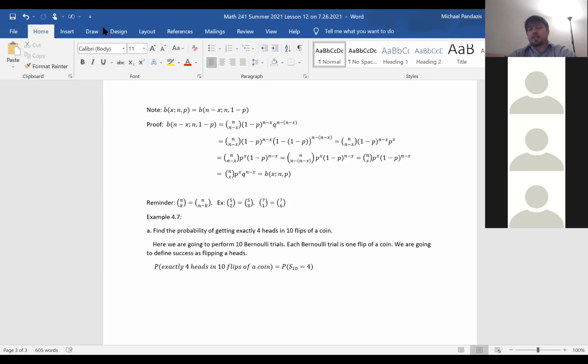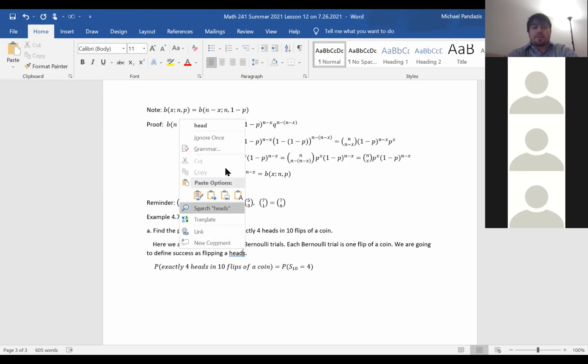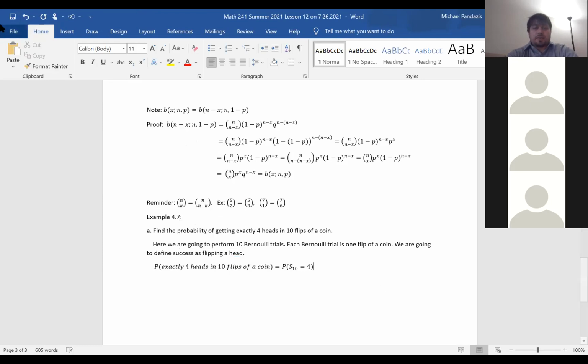We could have defined it the other way around. We could have defined tails as success and heads as failure. But we made the choice to say that heads is success and tails is failure. And it's a good choice. The other choice would not be as good for this example, right? If we wanted exactly 4 tails in 10 flips of a coin, then we would want tails to be success, right?